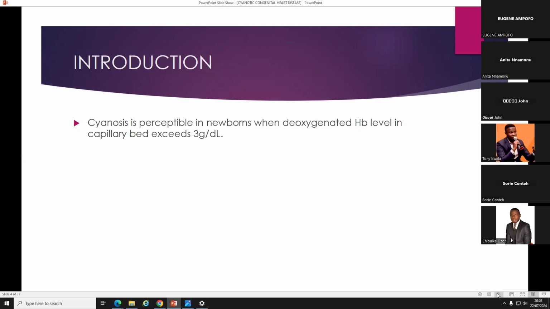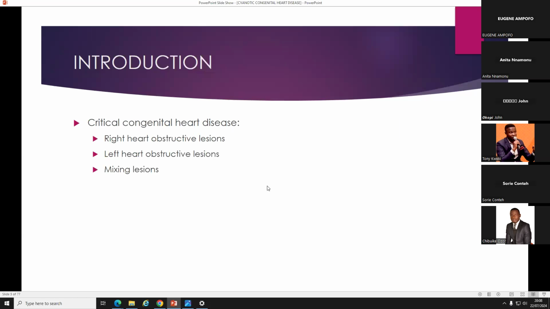Right. So cyanosis is perceptible in newborns when deoxygenated hemoglobin levels in the capillary bed exceed 3 grams per liter. So cyanotic congenital heart disease has also been described as critical congenital heart disease. We'll see why later. Lots of bodies that we follow that have released guidelines have classified cyanotic congenital heart disease as complex or severe diseases, and that's significant in their management.